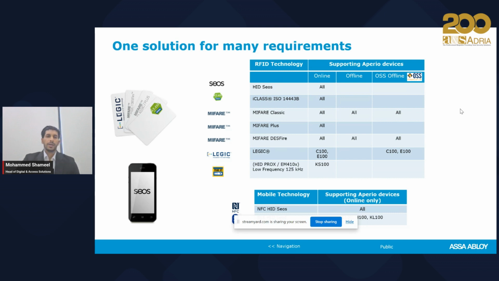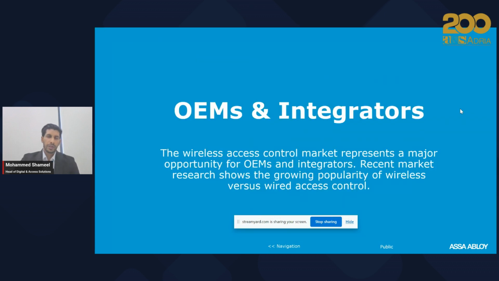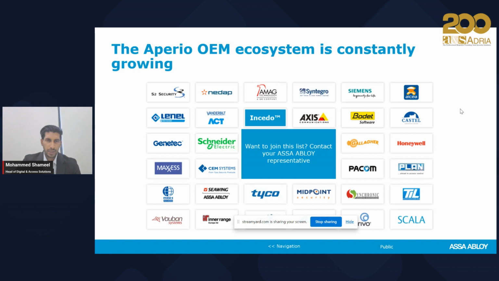Now, most of the models that have been recently launched are equipped with a Bluetooth chip, so they could be used with mobile phone access as well. All the Aperio devices support NFC by default. Again, one of the important topics which I started with is the flexibility to use the devices across multiple systems. So Aperio is basically integrated with 100 plus other access control vendors. Some of the well-known names I have put in here, but we have a bigger list overall.